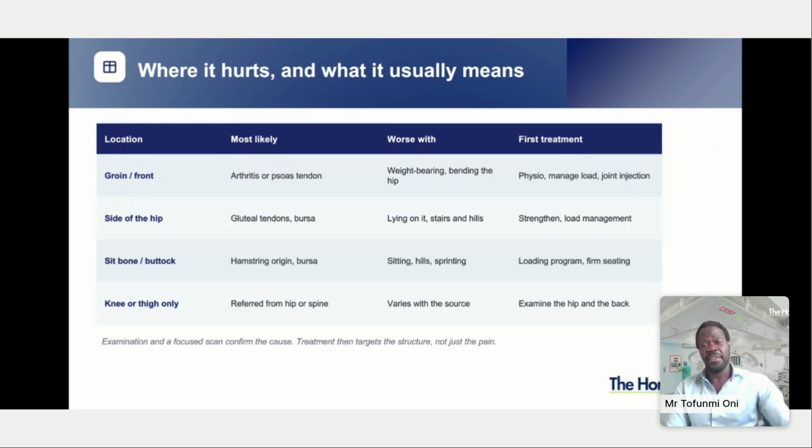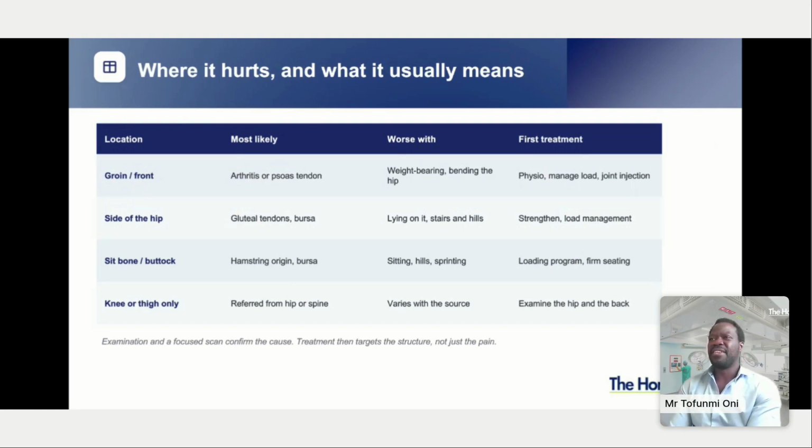And then pain in the knee or the thigh, it may well be referred from either the hip or spine, or indeed the knee itself. Let's not forget that the knee exists and can give problems. And it's worse with, so I've put on there varies with the source. So very much depends on the source as to what will make it worse, and those are the clues that you can get during a consultation with an individual.